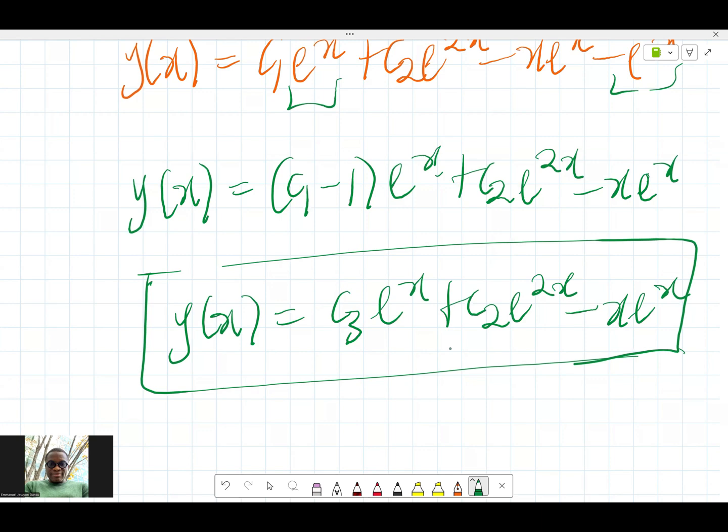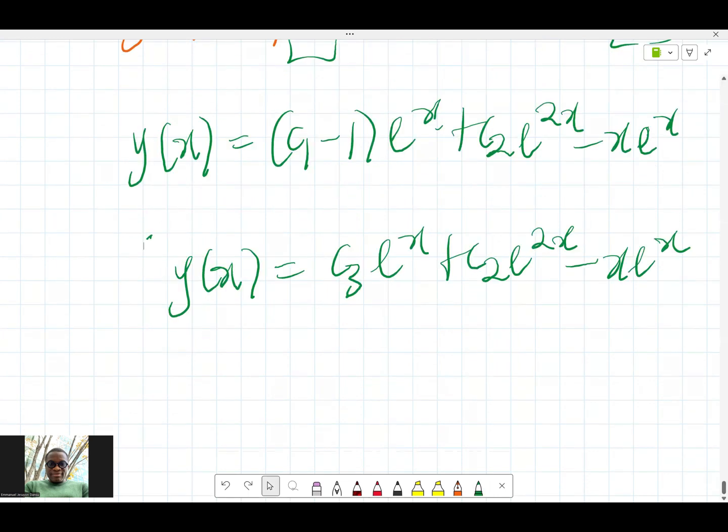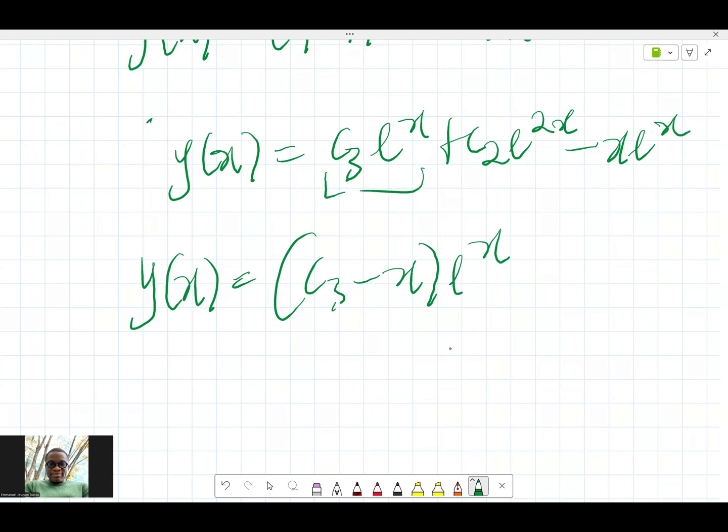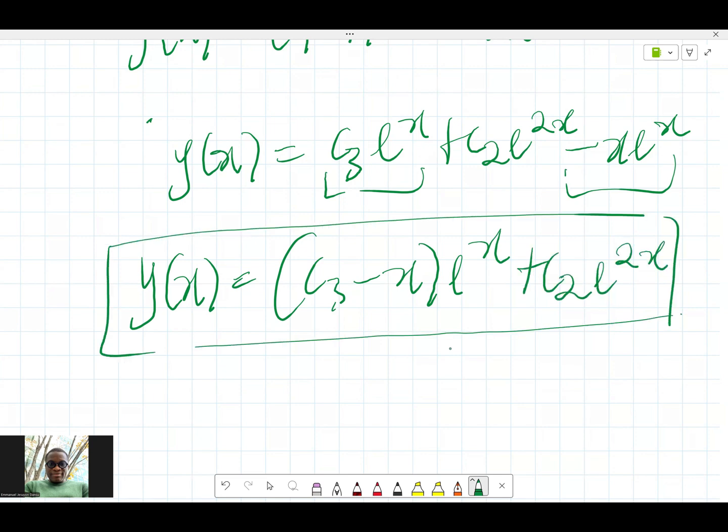Okay. So in this case, we can still go further and put all the e^x terms together. So we have y of x equals (c3 minus x) e^x plus c2 e^(2x). So this is now the general solution. In the other cases, we had (c1 minus x) e^x plus c2 e^(2x). But because we had another e^x showing up, that's why we had to do this.